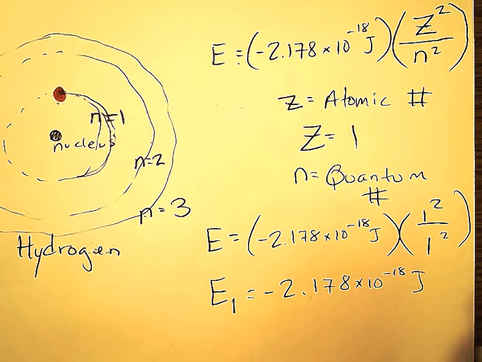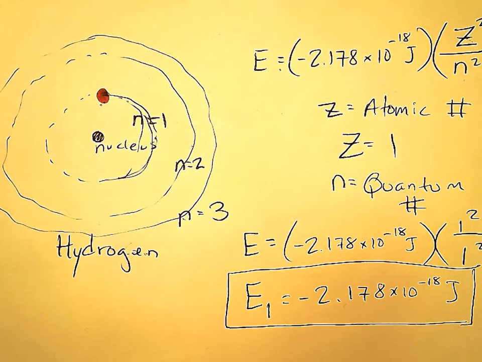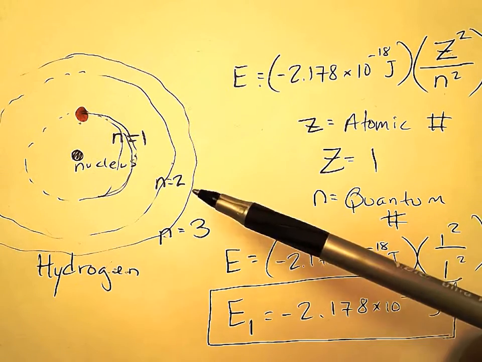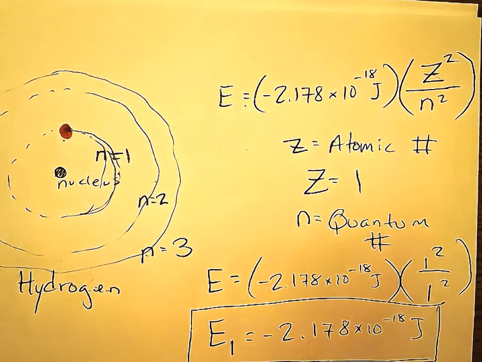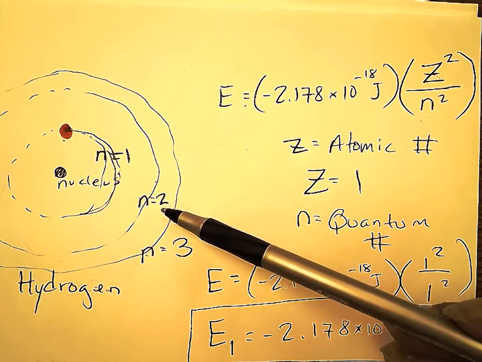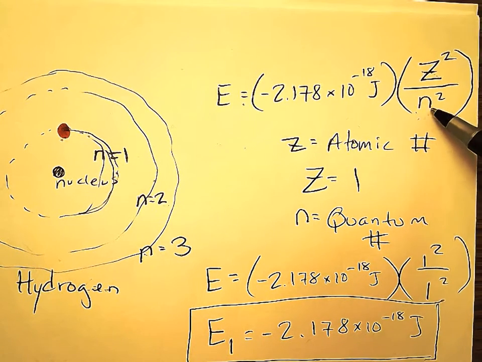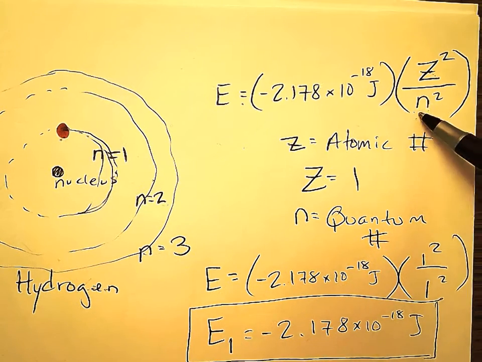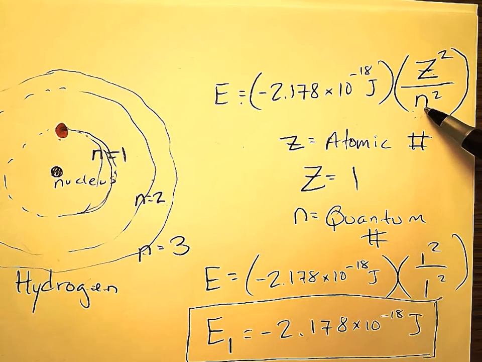Rings. N equals 2, N equals 3. What are we changing in the equation then? We're just changing the quantum number. If I ask you about N equals 2, then instead of a 1 down here, you put a 2 in there, 2 squared. If I'm asking you about N equals 3, you put a 3 in there, 3 squared. As we've already done.